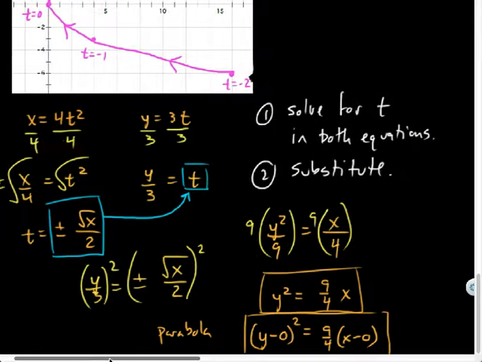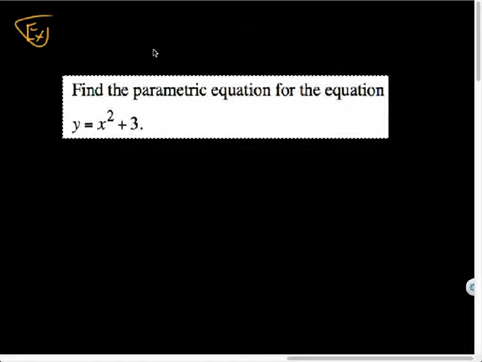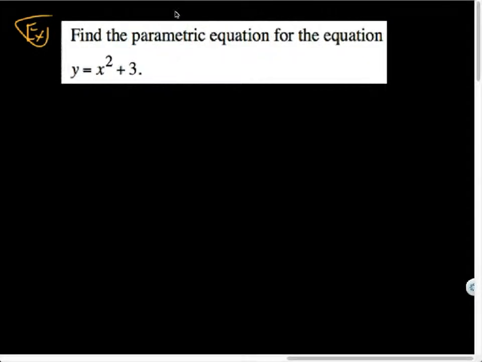All right, let's try to fit one more example in here, going the other way. So here's our last example. It'll say, find the parametric equation for the equation y equals x squared plus 3. And this will be similar as well to something we've done before.